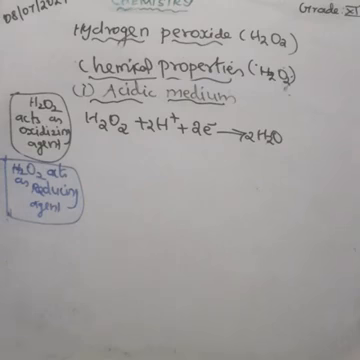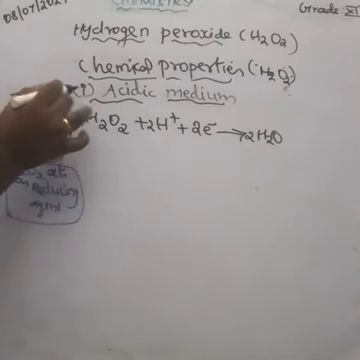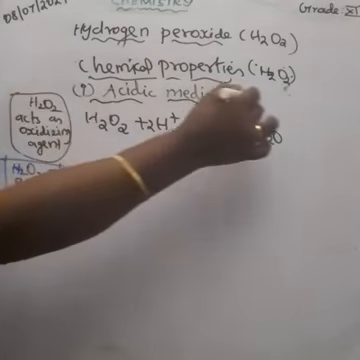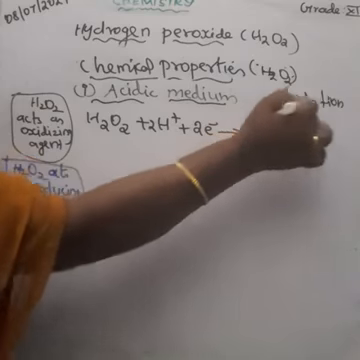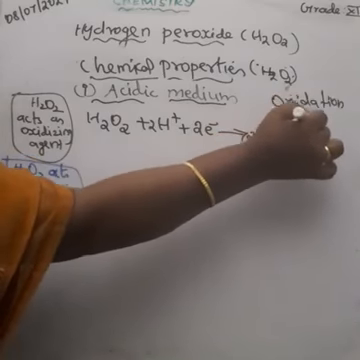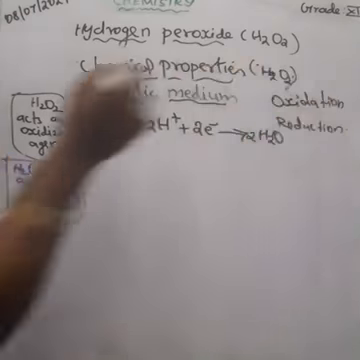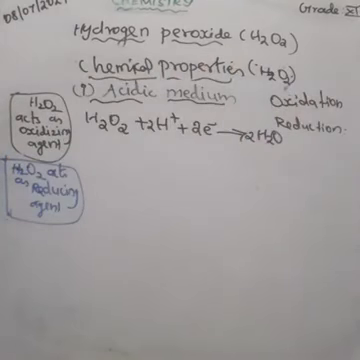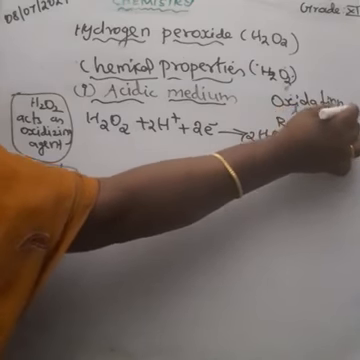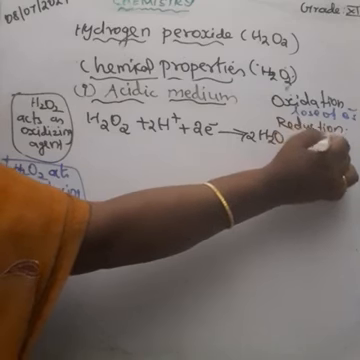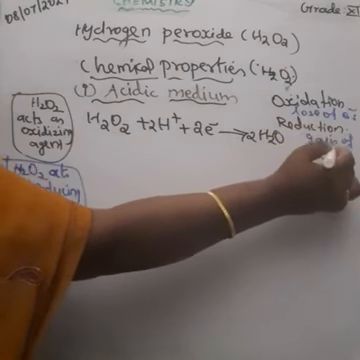I hope all of you understood about the oxidizing agent and the reducing agent. And you should understand what we mean by oxidation and what we mean by reduction. According to the electronic concept, oxidation means loss of electrons. Reduction means gain of electrons.